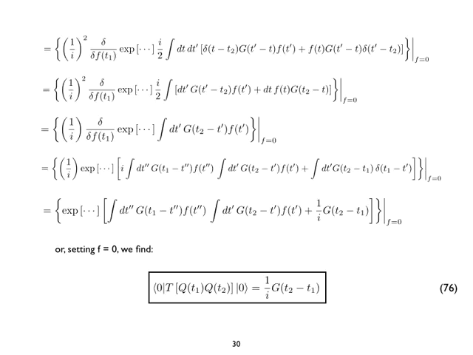And so in the end, out of all this mess, I find that the time-ordered product of two operators is just basically a Green's function, okay?